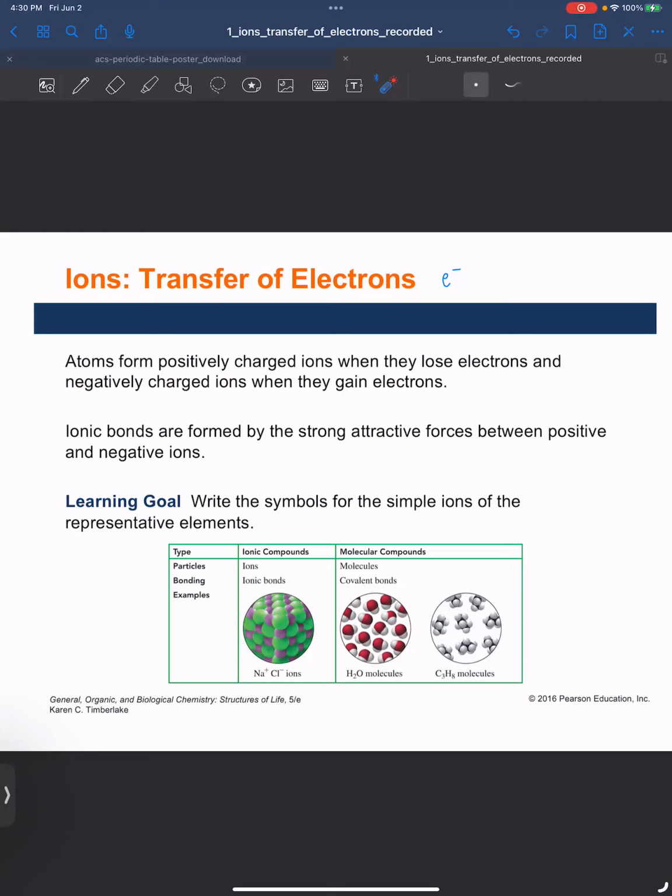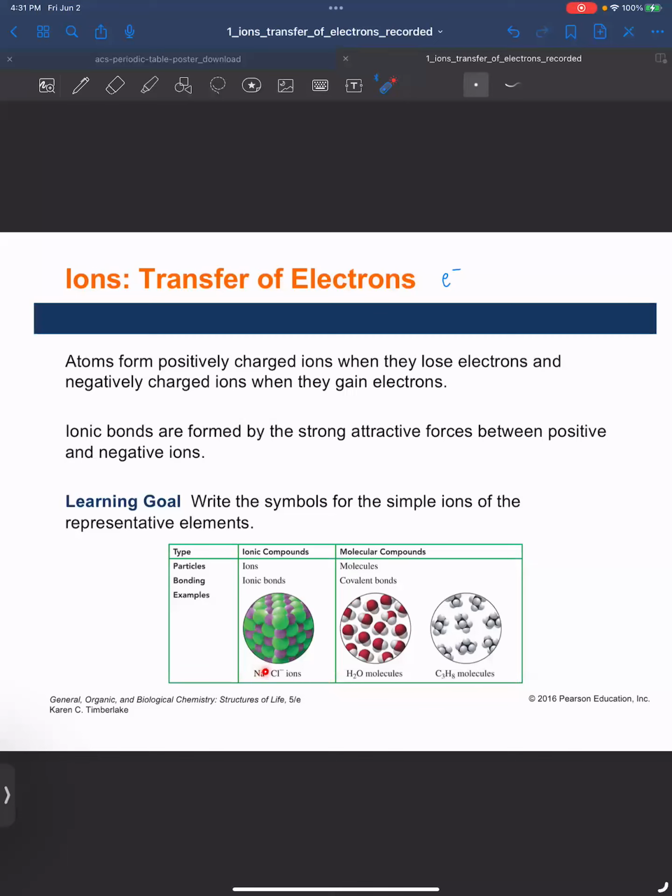And once we gain this knowledge of determining the symbols for simple ions, then we will be able to form ionic bonds between positive and negative ions. And they are held together by strong attractive forces. So for example, sodium chloride, which is table salt, is a type of ionic compound that is formed between two ions, one positive and one negative. And when they are attracted to each other, they form what's called an ionic bond.